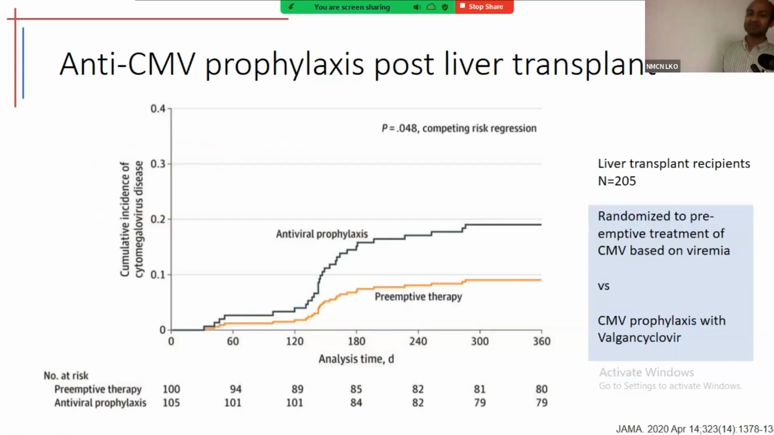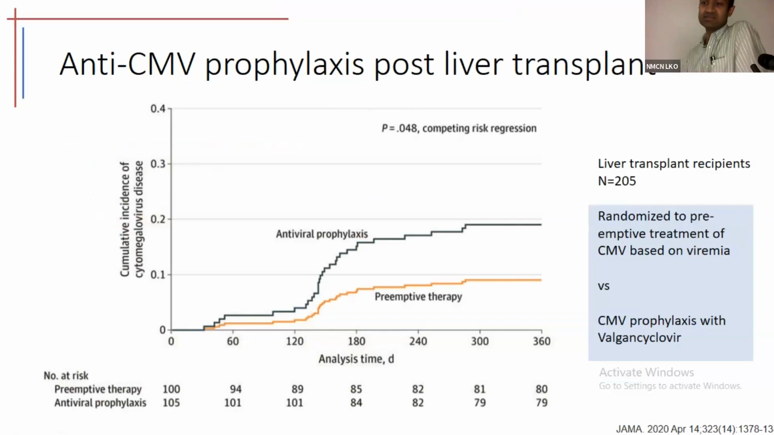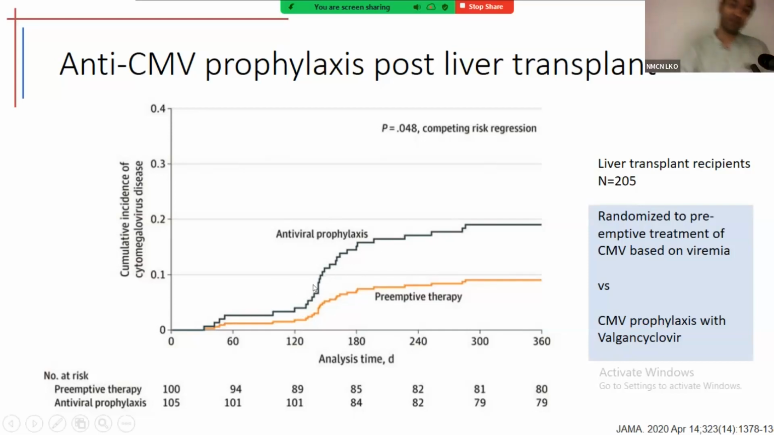So anti-CMV prophylaxis: this is another very devastating organism that can develop especially post-transplant. This is a cohort of liver transplant patients. 205 patients were randomized to preemptive treatment of CMV based on CMV viremia, or they were given CMV prophylaxis with valganciclovir irrespective of the viremia. And as you can see, those who had antiviral prophylaxis with valganciclovir in the initial 100 days had a significantly higher disease burden compared to preemptive therapy.